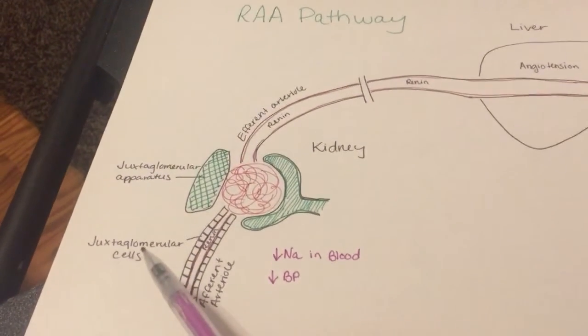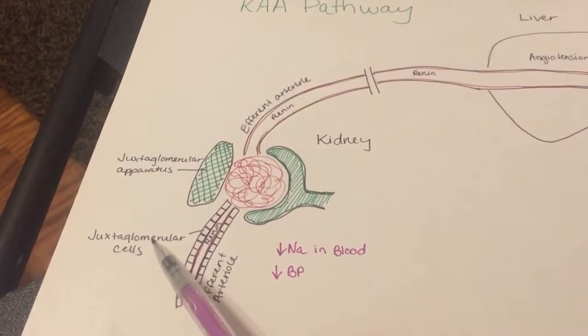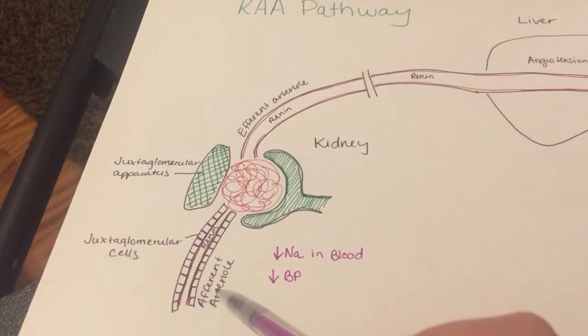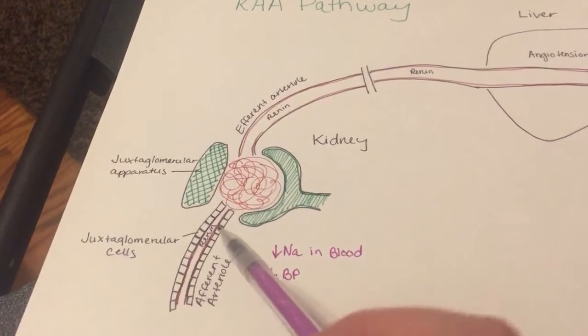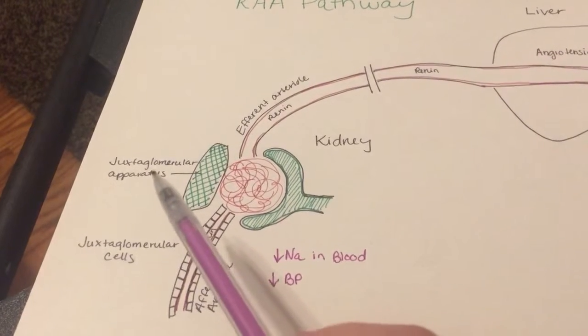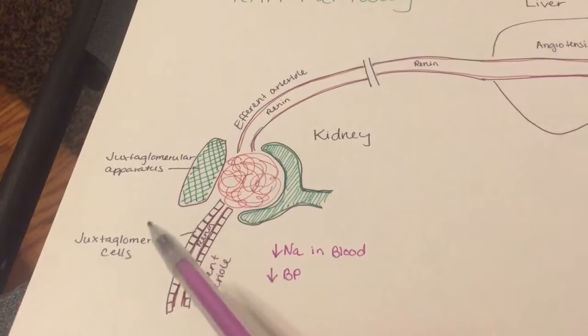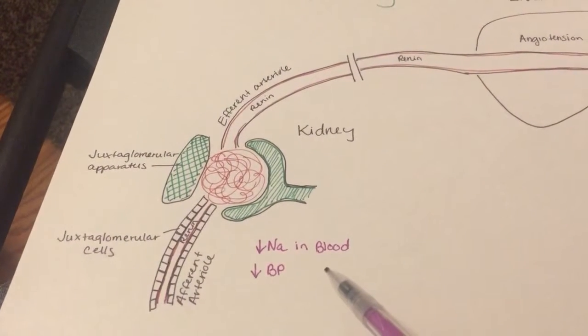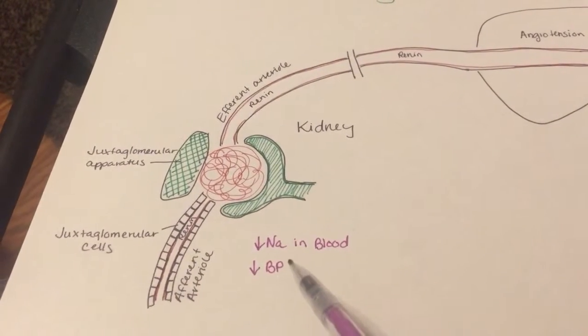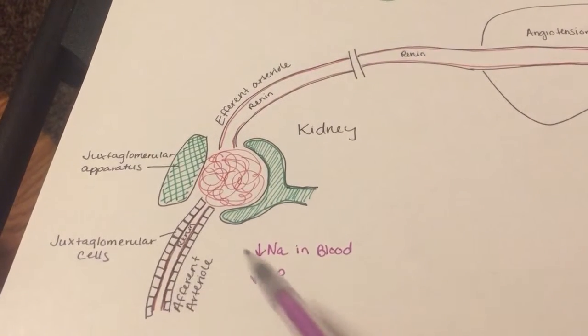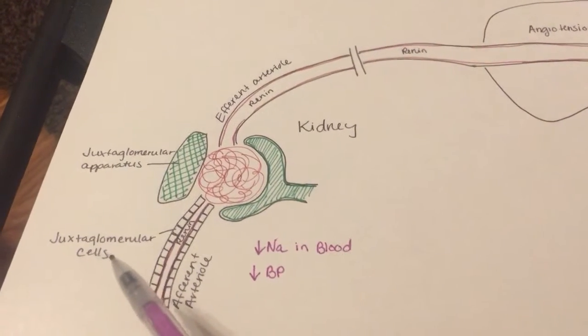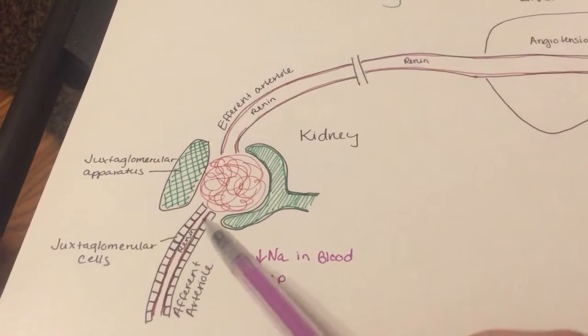Renin is produced and secreted by the juxtaglomerular cells found primarily in the afferent arteriole of the kidney. Its release is stimulated by the juxtaglomerular apparatus when it senses low sodium in the blood or low blood pressure. At this time, the juxtaglomerular cells release renin into the blood.